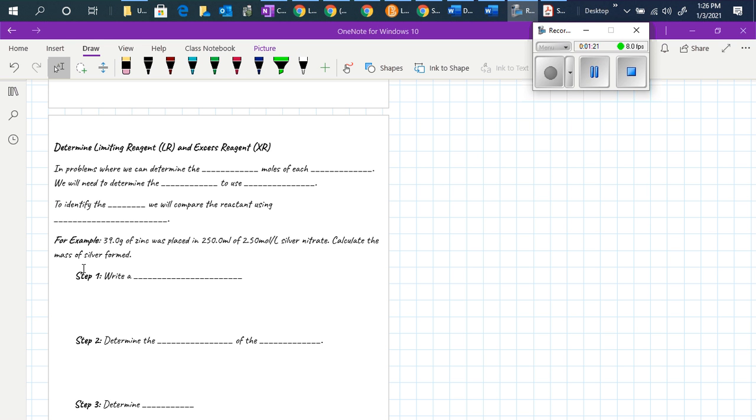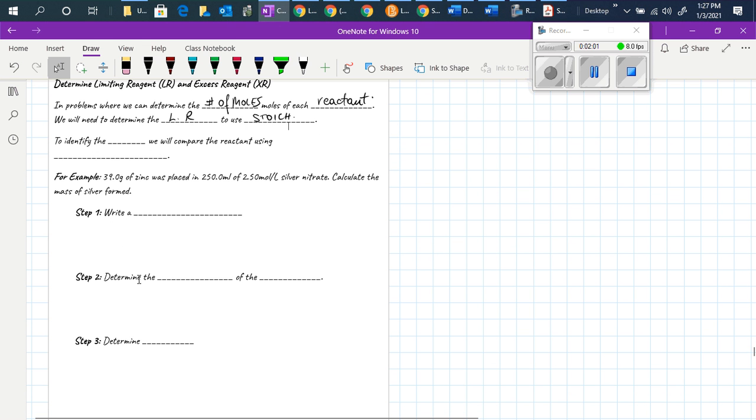So in order to identify the problems where we can determine the number of moles of each of the reactants, we will need to determine the limiting reactant and then use stoichiometry. I will show you two ways that you can do this. Let's see this example here.